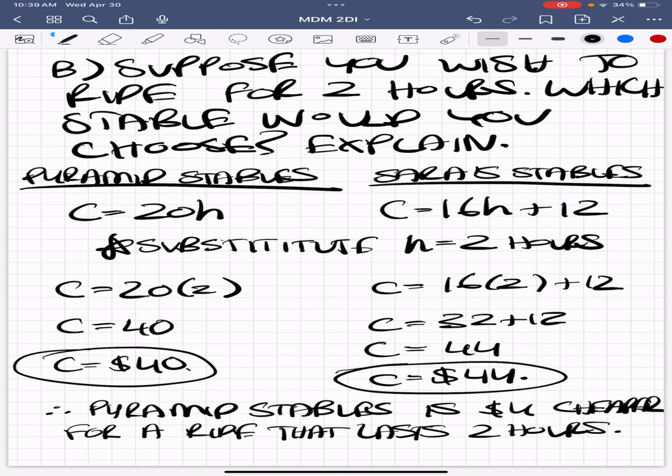Okay, so the cost of a 2-hour ride with Pyramid Staples is $40. The cost of a 2-hour ride with Sarah's Staples is $44. I would choose Pyramid Staples, as the calculated result for a 2-hour ride is $4 cheaper compared to its competitor. So we substitute an input of 2 for variable h, and the output of cost is the calculated result.